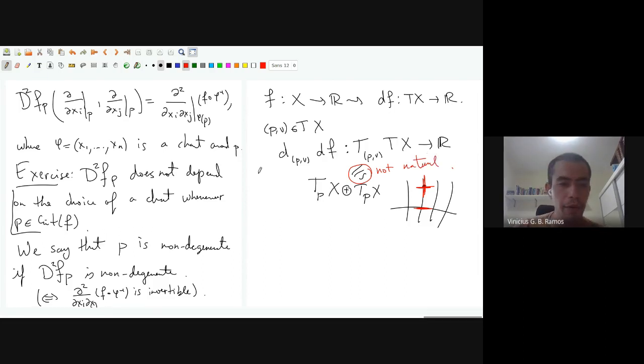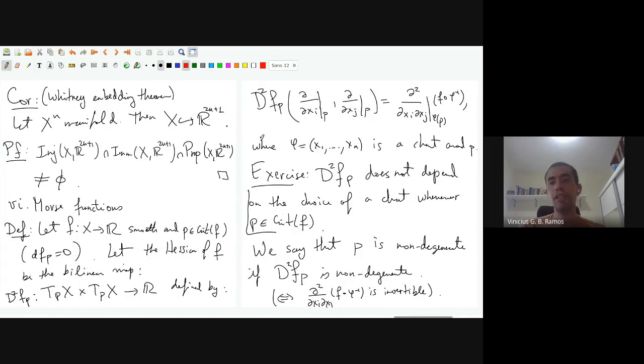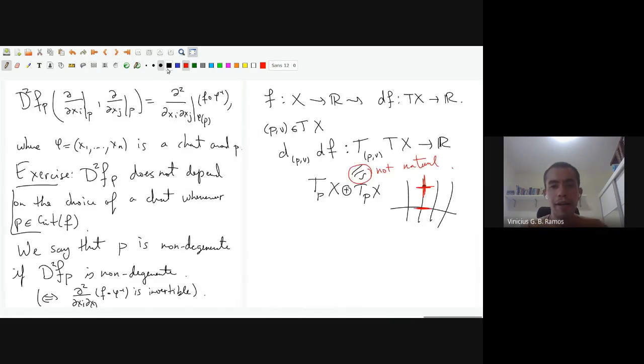So in general, yeah, you can define a bilinear form for every p, but it's going to depend on the charts. There isn't going to be a naturally defined bilinear map on the tangent spaces. But if you are on the zero section, so basically if the derivative is zero, so that means that this v is zero, then there is a natural splitting. So then this second derivative is indeed a natural map from TPX plus TPX into R. So yeah, I guess that's why I say yes and no.